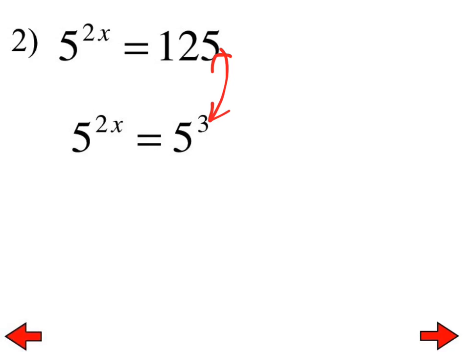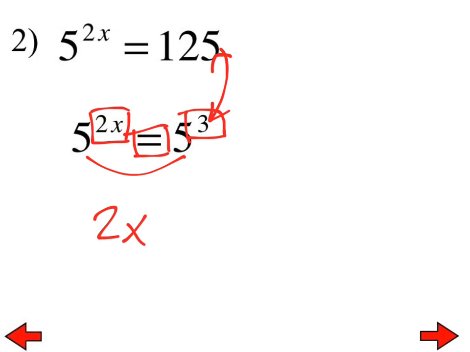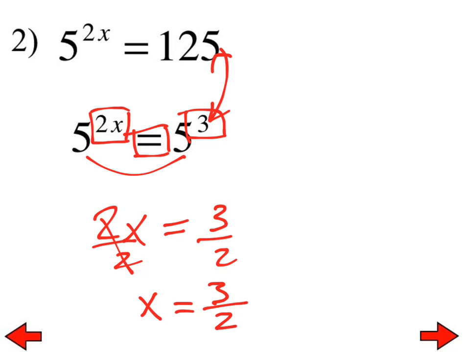Now, once we have that, we have our common bases here. So now we can set up our equation that sets the exponents equal to each other. So 2x is equal to 3. Taking this easy one-step equation from 6th grade, we can see that x has to be equal to 3 halves.